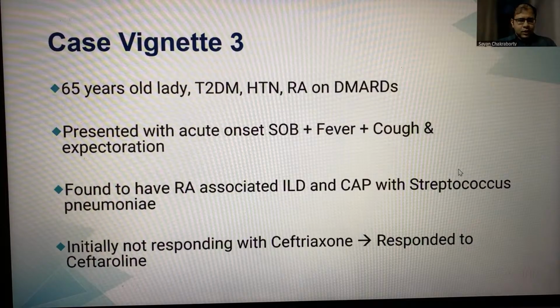So moving on to the next case. It was a very difficult organism basically. A 65-year-old lady, diabetic, hypertensive, and with rheumatoid arthritis on DMARDs, presented with acute onset shortness of breath, fever, and rapid expectoration. Workup showed RA-associated ILD and also community-acquired pneumonia with Strep pneumoniae. She was started on ceftriaxone, but she was not responding well, so it was changed to ceftaroline, and she responded.